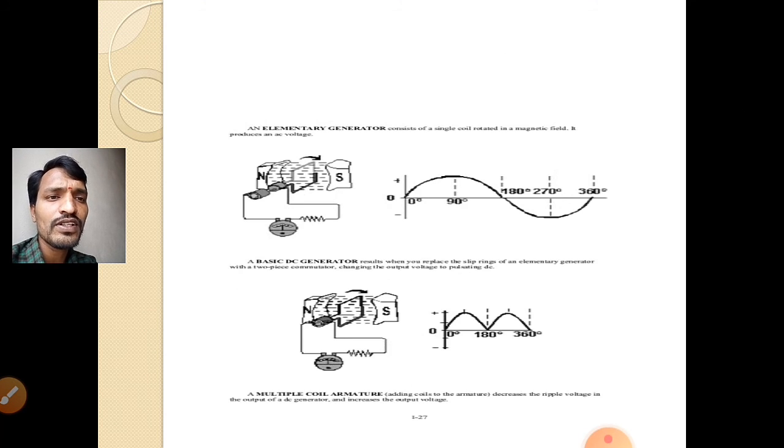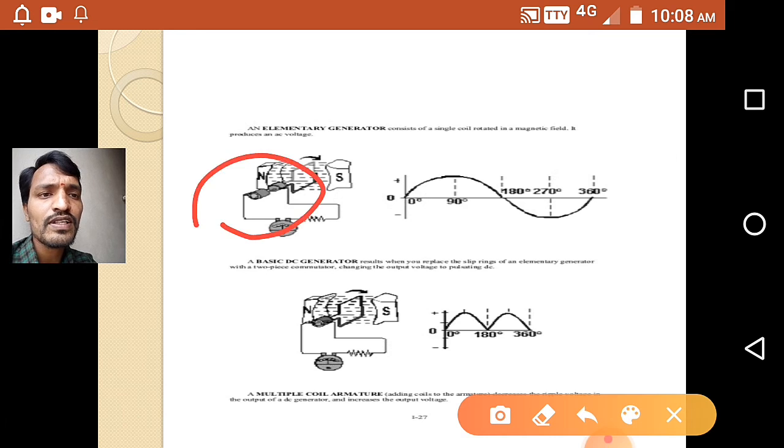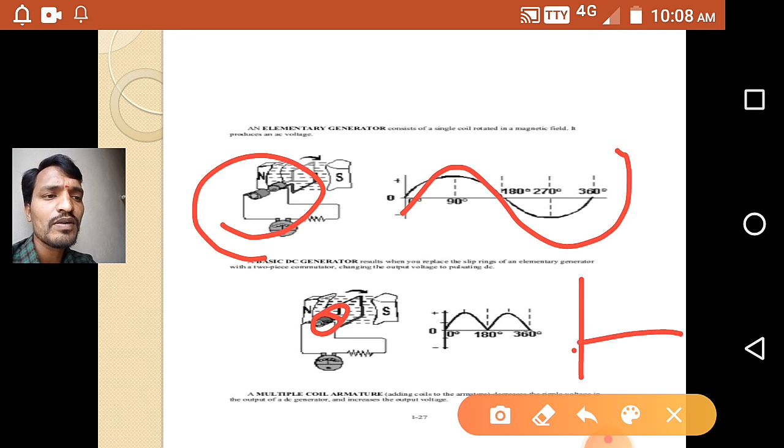Here you can observe the comparison between the AC generator and the DC generator. Here we have slip rings. This slip ring figure shows direct AC. The split rings are the commutator. This gives us a waveform of pulsating DC, or DC, okay.